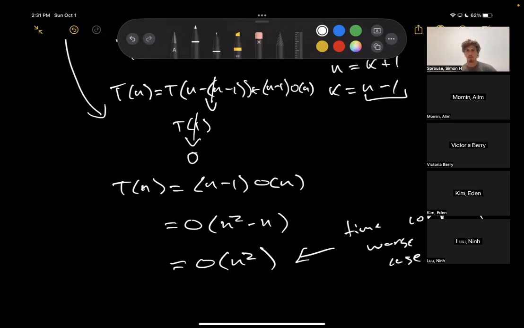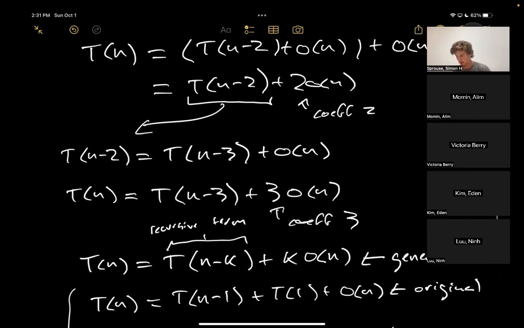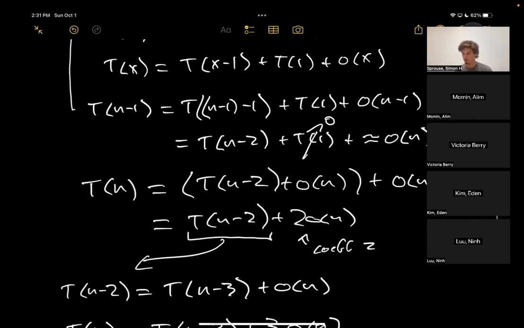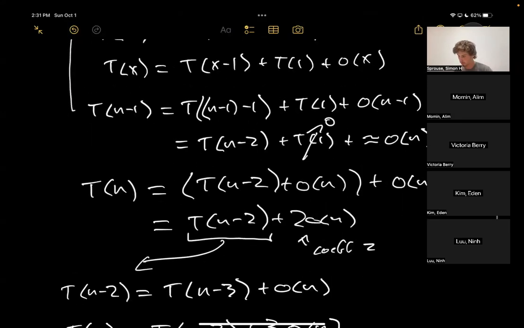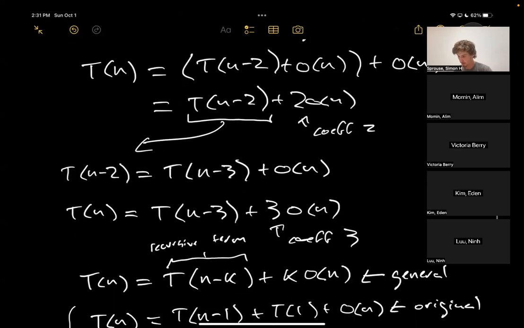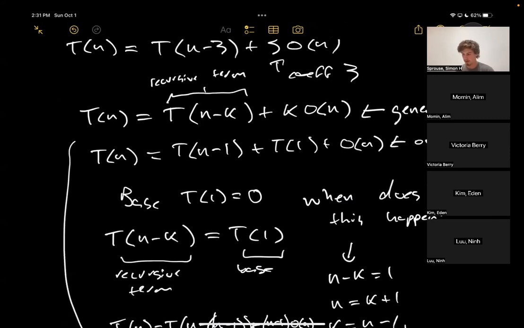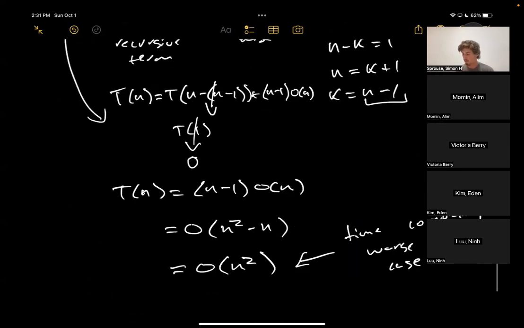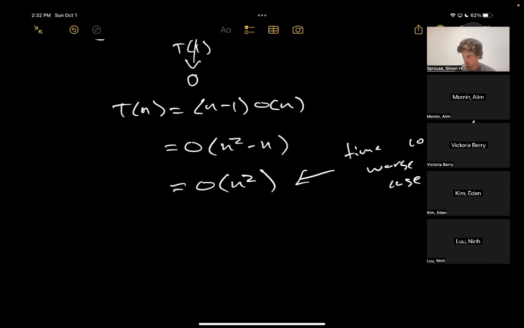So I hope that makes sense to you. I hope you can sleep well at night having seen these steps. Essentially, we wrote a general formula. We used math to manipulate that general formula until we got something that looks like this, which gave us a term that we can solve for. We solved for k equaling the base case, plugged it in, got an answer. Okay, so that was worst case.